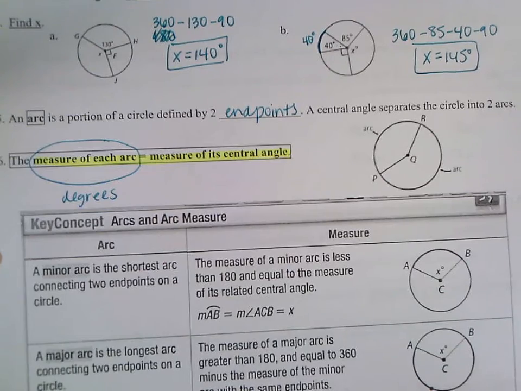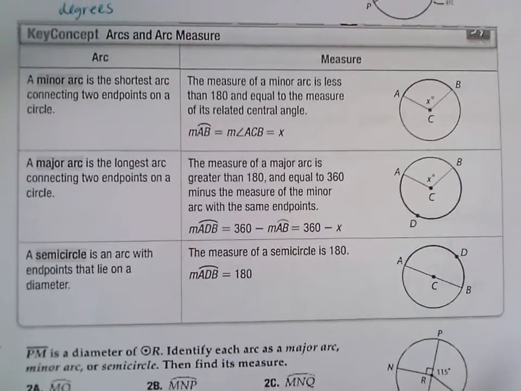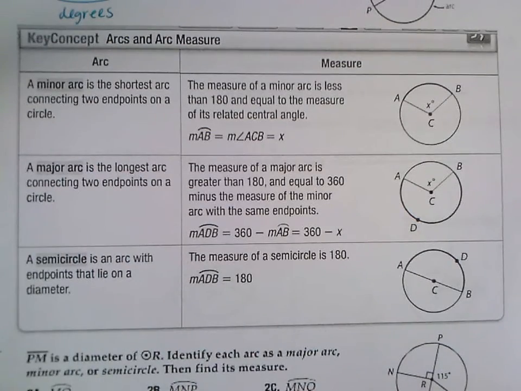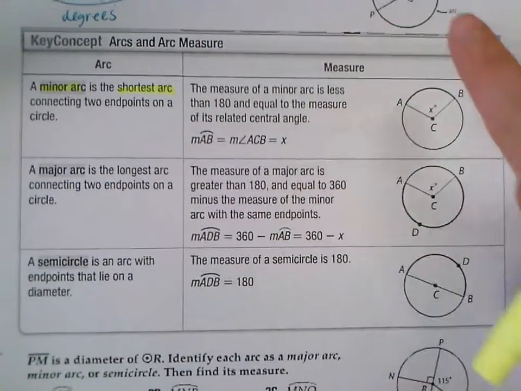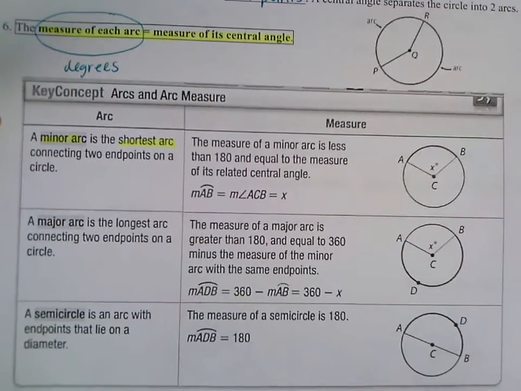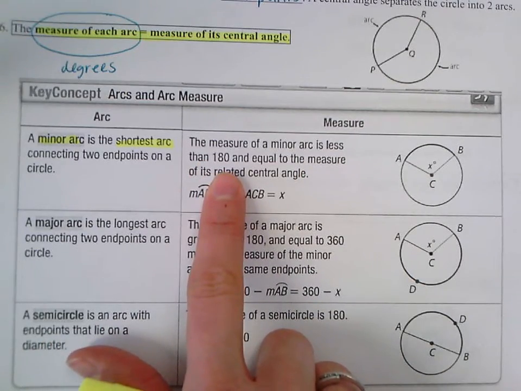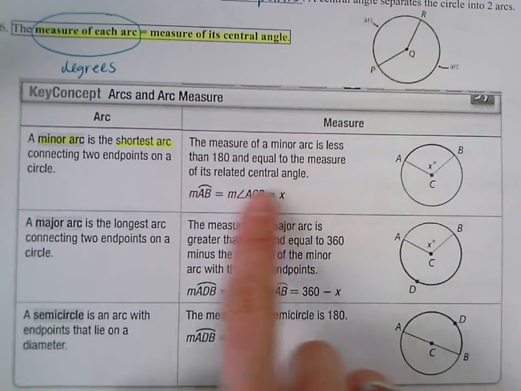So there are different types of arcs. There's minor arcs, major arcs, and then semicircles. So a minor arc is the shortest arc connecting two endpoints on a circle. So minor arc would be the shortest arc. So how I had talked about from the endpoints P and R, there's two arcs that connect to those endpoints. But to tell the difference between the two, the minor one is the shortest. And it will have then a measure that's less than 180, because the central angle should be less than 180, and it's equal to the measure of its related central angle.